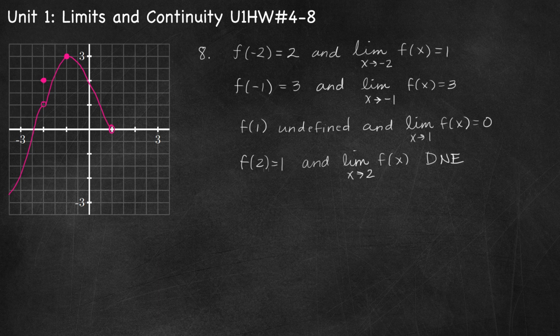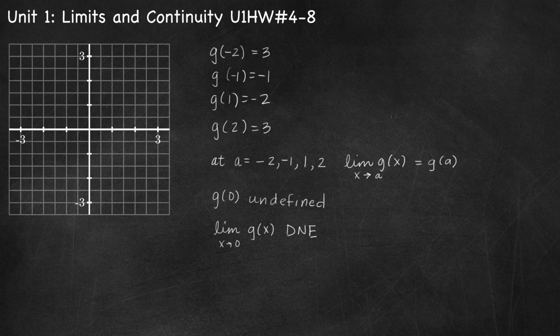And our final clue, f of 2 equals 1. So we have a point on the graph here. And the limit as x approaches 2 does not exist. So the graph is not going to pass through this point. There's a few things we can do. We can just leave this huge gap here and maybe just do something like that. Or I could even maybe just continue this part of the, oh right, we can't leave a gap there because as x approaches 1, the limit is 0, so it has to be connected to this other side. So we'll just do something like this.